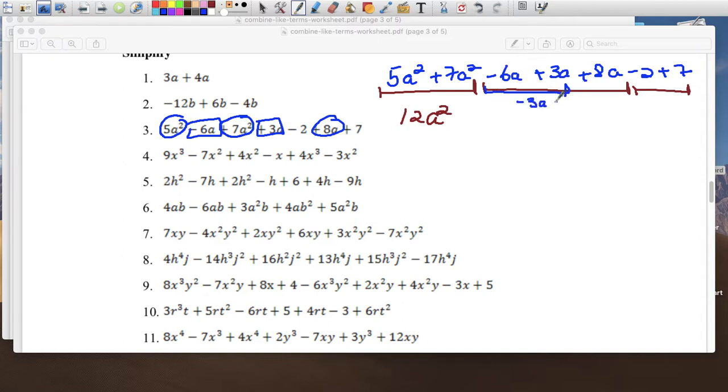Then I'm going to add that to plus 8a. And negative 3a plus 8a is plus 5a, because there's more positives over here. And lastly, negative 2 plus 7, who's going to win? The positives. And I'm going to get plus 5. So this is my final answer. So all that reduces to this.